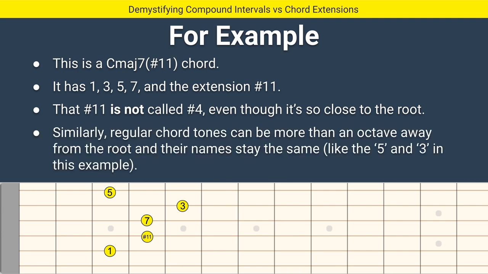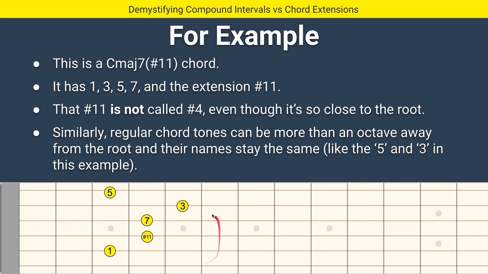Similarly, regular chord tones can be more than an octave away from the root, and their names stay the same. So this 5 up here and this 3, that's just called 5 and that's just called 3. You don't have to say this is a 10th, right? It's the 3rd. This note happens to be E. There's E way up here. That would also just be 3, right? So the fact that there's a 3 right here as well, it's just 3 wherever it is.